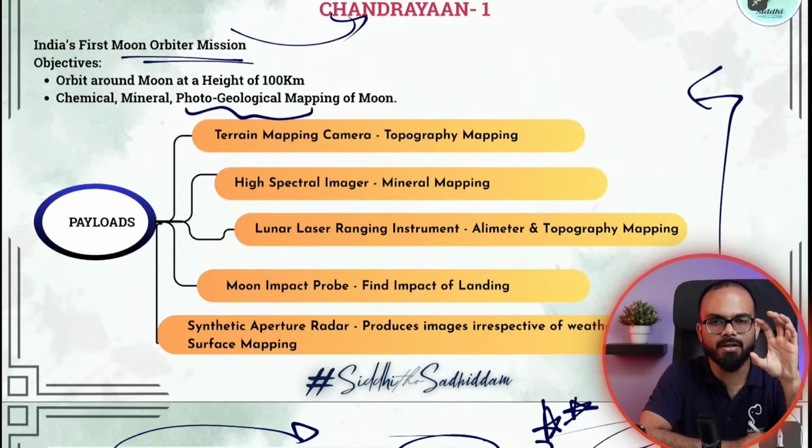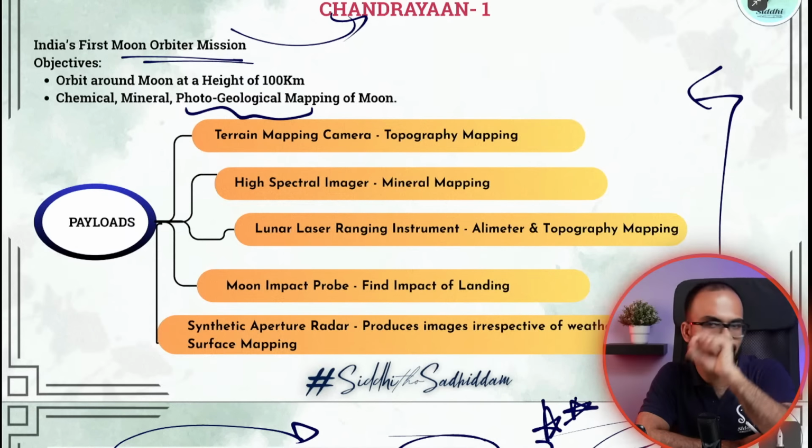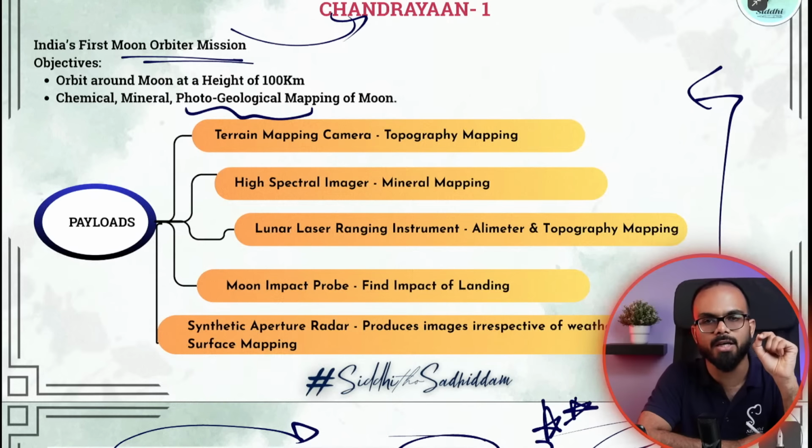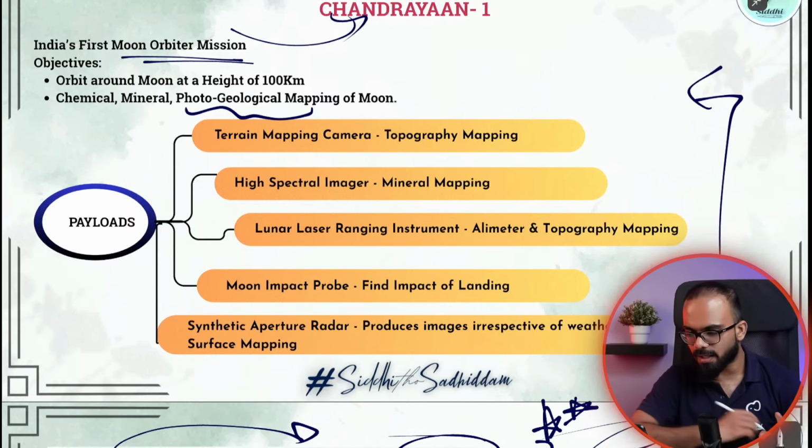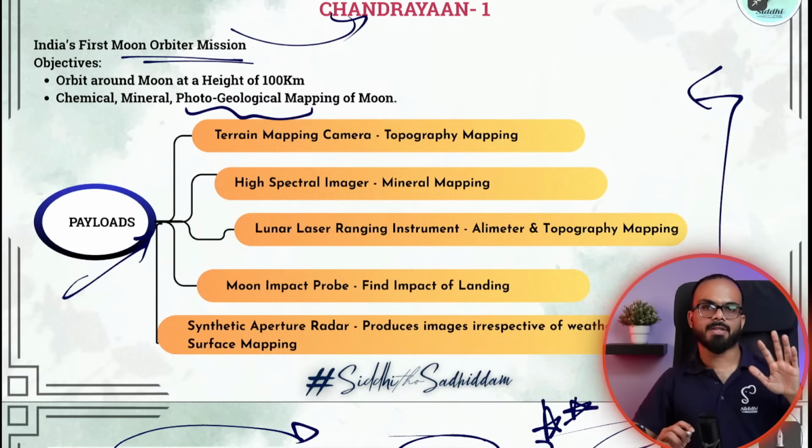Any satellite has a lot of technical instruments. Technical instruments are fixed to the satellite so that they will do whatever work they have to. Such instruments are called payloads. Any satellite has payloads, and the moon's atmosphere is not even there. So those technical instruments are called payloads.